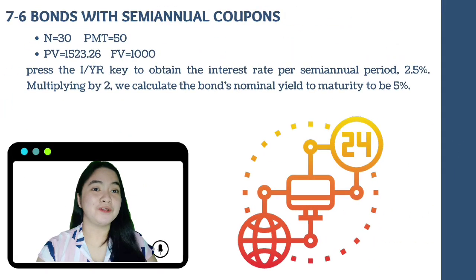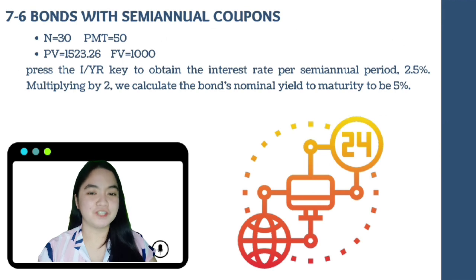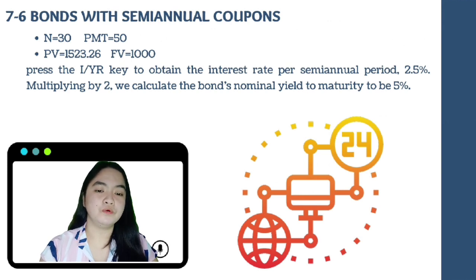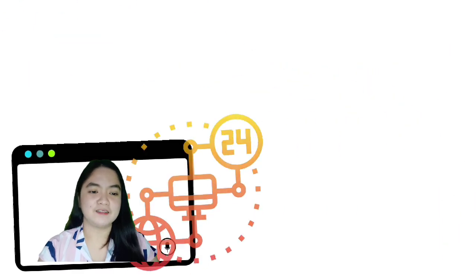To solve the bond's periodic interest rate, we need to use a financial calculator or Excel, in which N equals 30, PV equals 1,523.26, PMT equals 50, FV equals 1,000. Press the I/YR key to obtain the interest rate per semi-annual period, which is 2.5%. Multiplying by 2, we calculated the bond's nominal yield to maturity to be 5%.